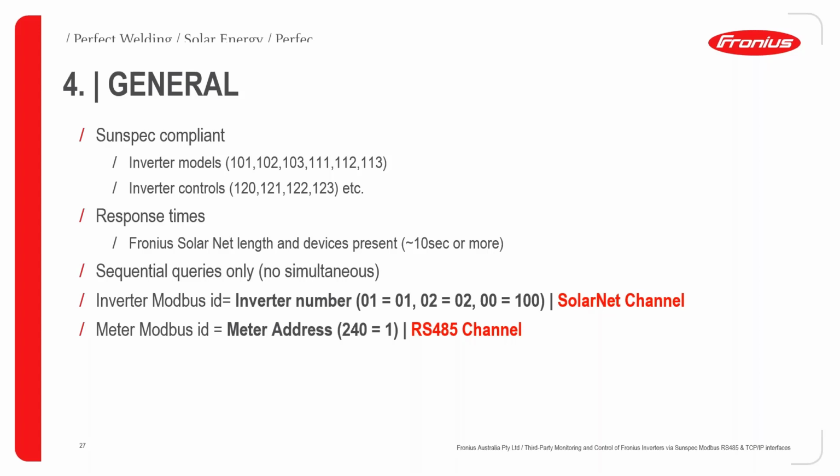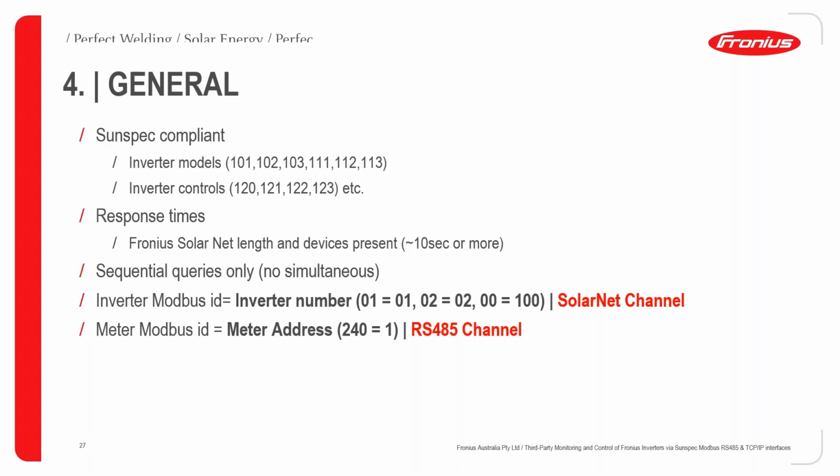An important thing to realize: when you assign Modbus ID addresses, there are actually two ways to look at it, in the Solar Net channel and the RS485 channel. The Solar Net is the inverters being installed in a way, which is the inverter number. So you'll get numbers here from 01 to 02, and so it goes. If you get 00, that will become 100, actually, just for information.